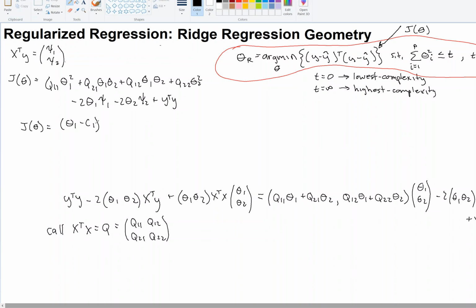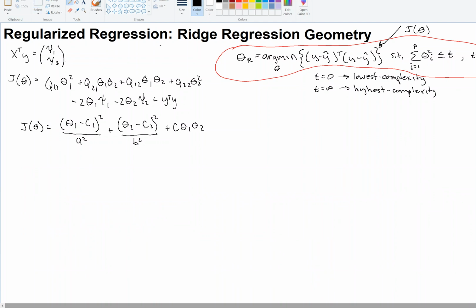Theta 1 minus c1, where c1 is a constant, squared, over a squared, where a is another constant, plus theta 2 minus c2 squared over b squared, where b is another constant, plus another constant c times theta 1 theta 2. Okay, you can complete the square and you can write it like that. Okay, and what is that the equation of? Do you know?